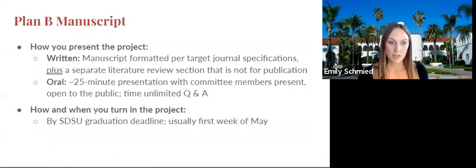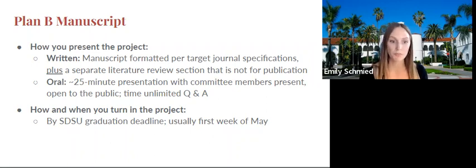The manuscript is written and formatted per the guidelines of the journal that you hope to submit to. So at the start of your project, you will research journals where you can publish that would be appropriate for your project, and you're going to write the whole paper based on their formatting guidelines. And so this will look different from student to student. One student might pick a journal where there's a 3,000 word limit. One student might pick a journal where there is no word limit, but maybe it's a 20-page limit and it's a little bit longer.